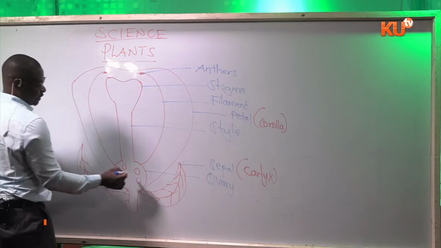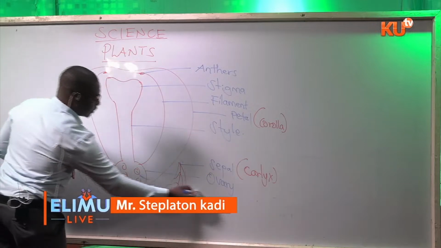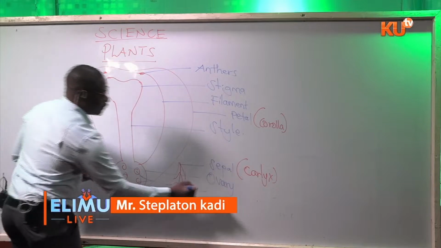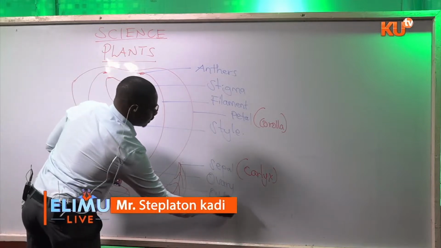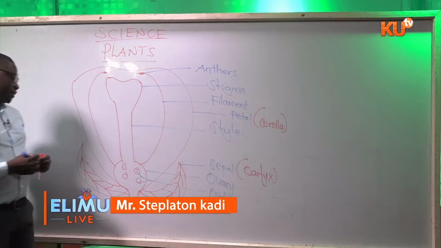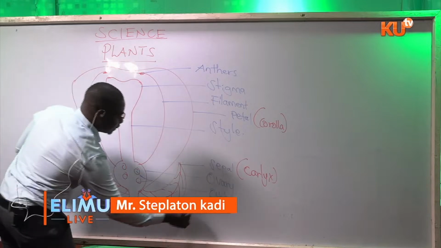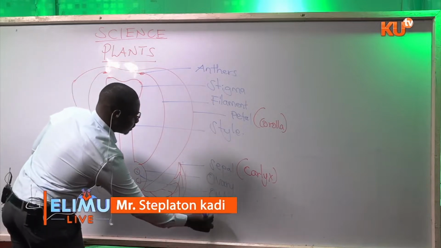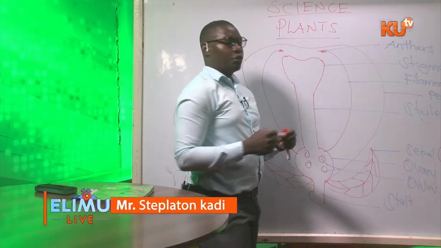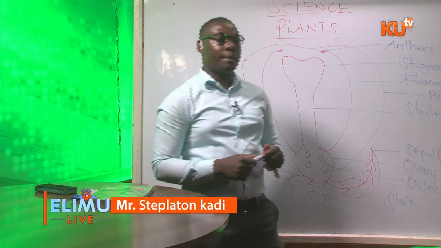So we have the ovary. Inside here, we have the ovules. Inside the ovary, we find the ovules. Then we have the stalk right here. We have the stalk. So those are the parts of a flower.